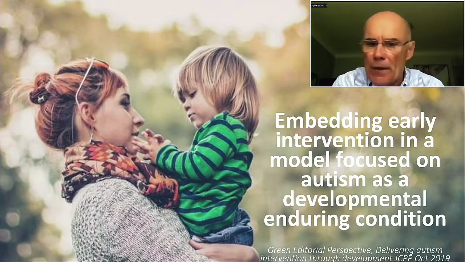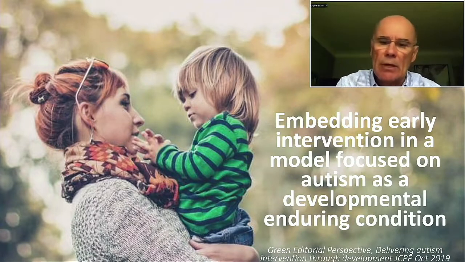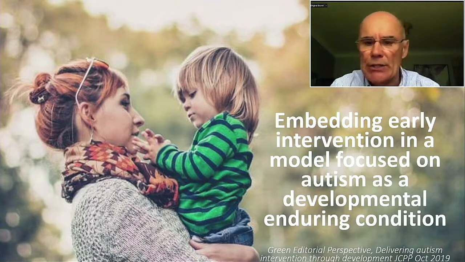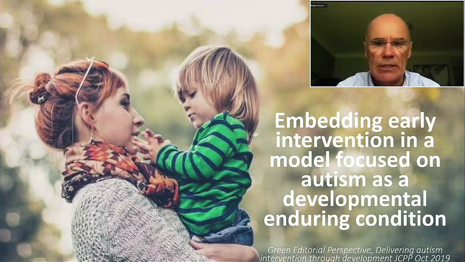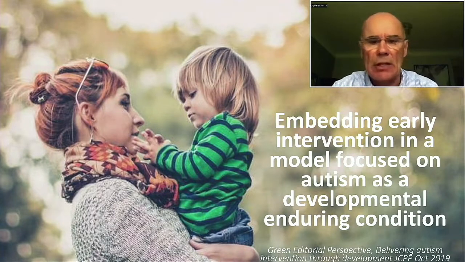So the final part of my talk is to really address the issue of health system organization. How can we embed early intervention models of this kind in a health system model, an overall integrated health system model, which takes into account that autism is a developmental and enduring condition? It is no point and not good enough just to do a one-off intervention and then say we've done our job. This won't work for a developmental condition like autism.